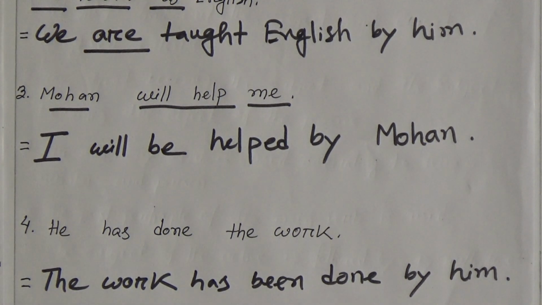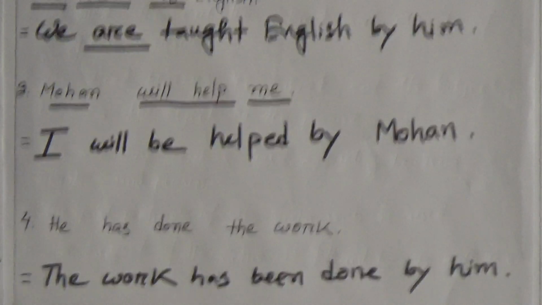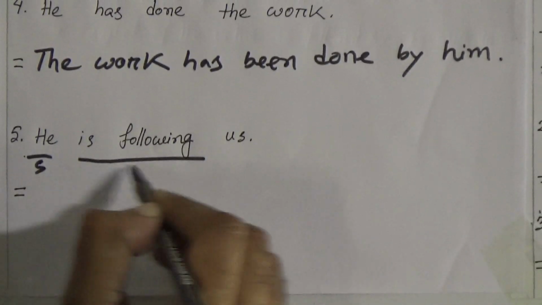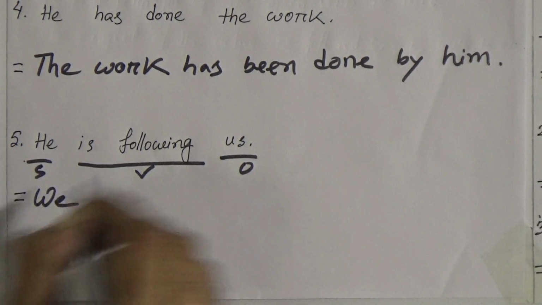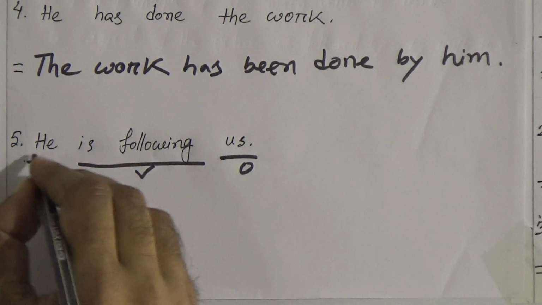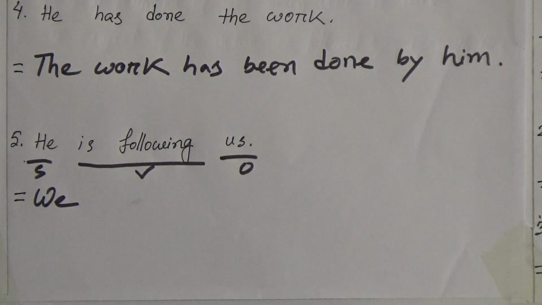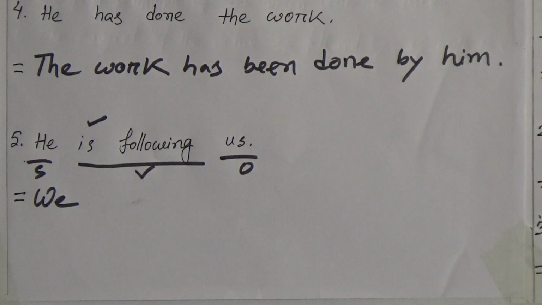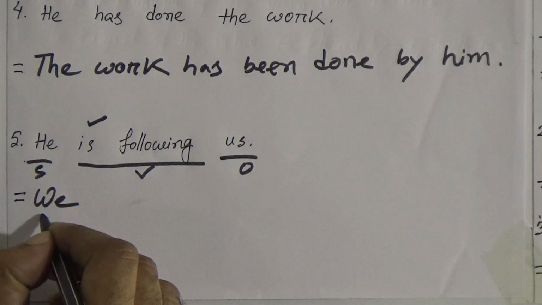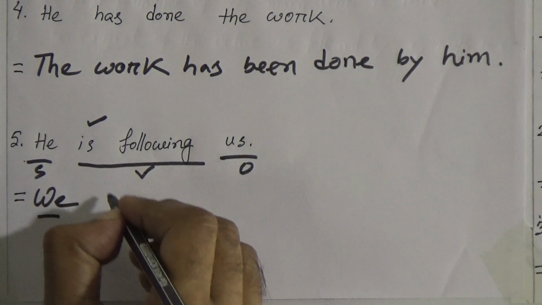And the last one, he is following us. This is present continuous tense. This is the subject, verb, and this is the object. Us will be converted as we. Now here he is the singular subject, so we have used is, but here when we take the object as subject, we find a plural subject, so we have to take plural verb.